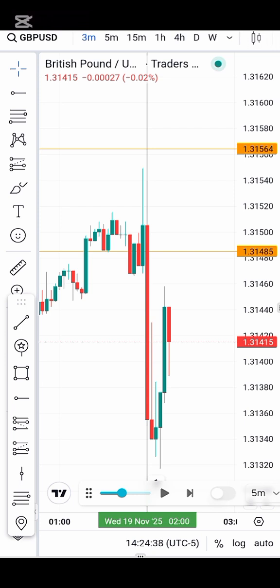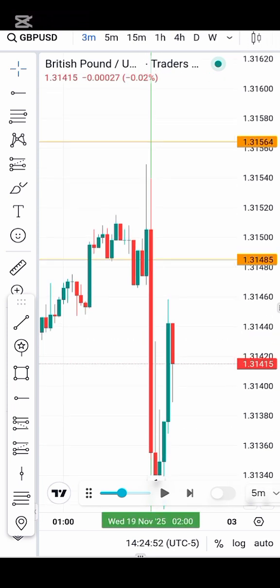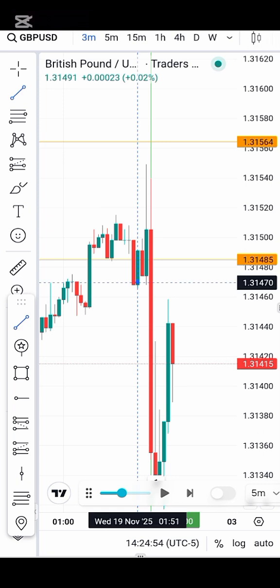All we have to do now is look for a market structure shift in the market around our key zone, inside our key zone. As you can see, exactly 2 o'clock, at the 2 o'clock candle, there was a sudden drop in the market. Now look, before the sudden drop, the market first took out this high.